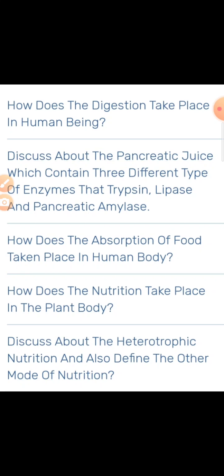And 3 types of pigment are present in the chloroplast: green pigment, colored pigment, and colorless pigment. You have to mention about all these 3, and in that way the nutrition takes place in the plant body. Discuss about the heterotrophic nutrition and define the other modes of nutrition.